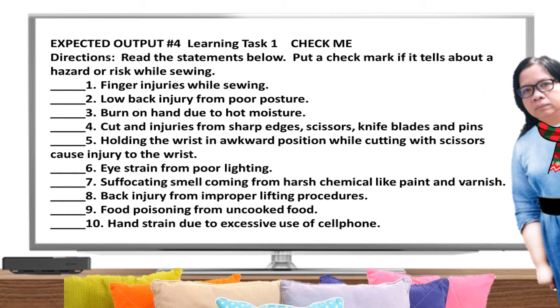Okay, class, get your activity sheet or your answer sheet and let us answer expected output number 4, learning task number 1, entitled Check Me. This is what you are going to do. Read the statements below. Put a check mark if it tells about a hazard or risk while sewing.